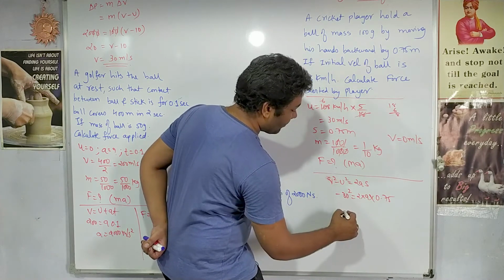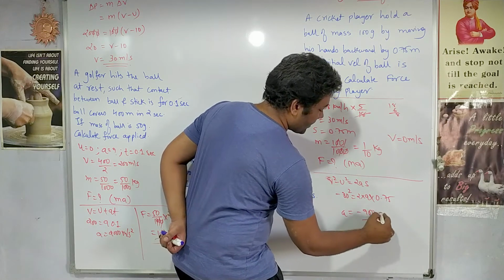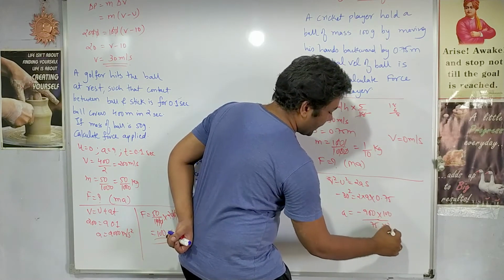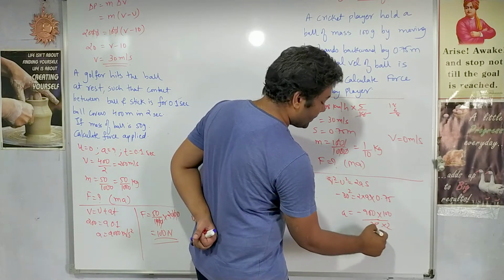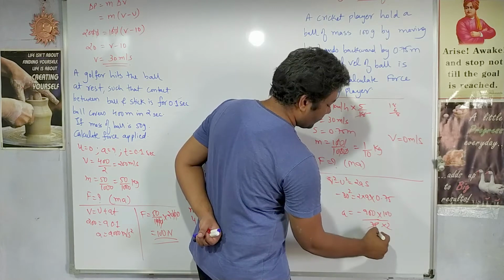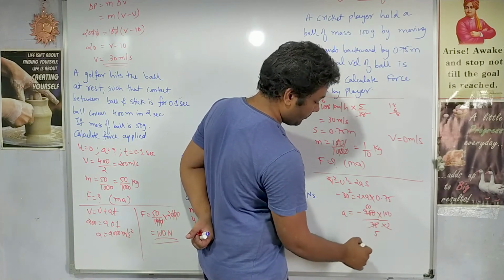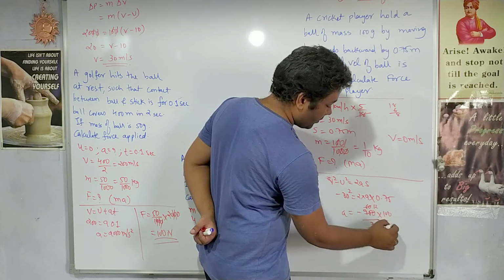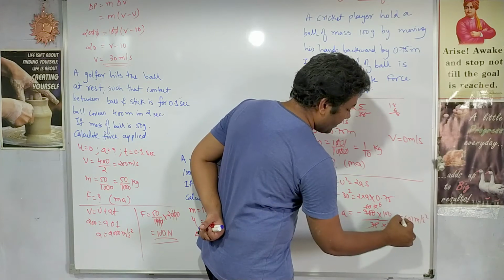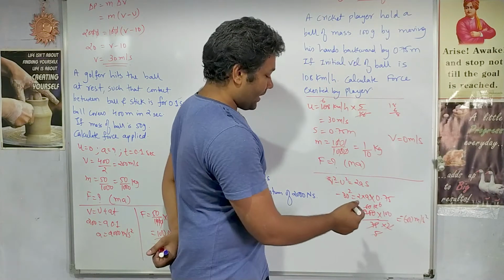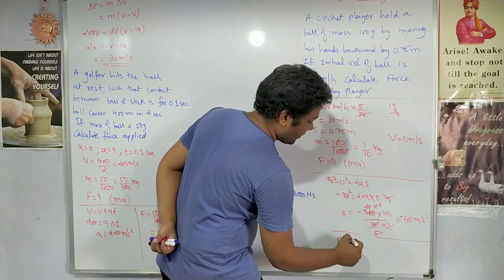So 0.75. Let us simplify. Acceleration will be minus 900 upon 100 multiplied by 2, right? So if I take it 15 times, 15 5s, right, 15 6s, this will go 12 times, this will again go 2 times. So 600 meters per second square is the acceleration, right? Force, so force will be ma.